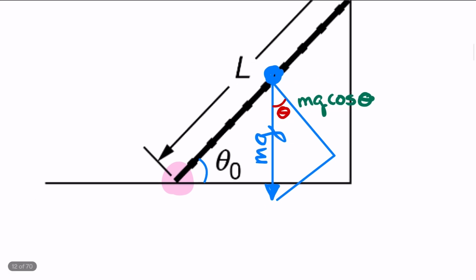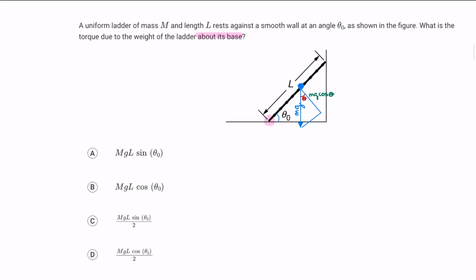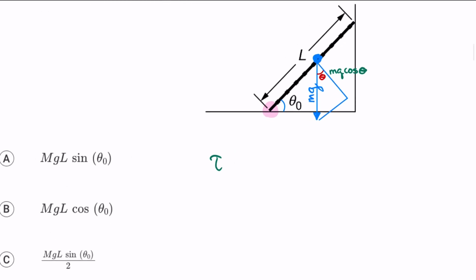So then what we have to do from there is recall that the equation for torque generated is equal to the distance from the axis of rotation times the force that is perpendicular to your lever arm. All right.